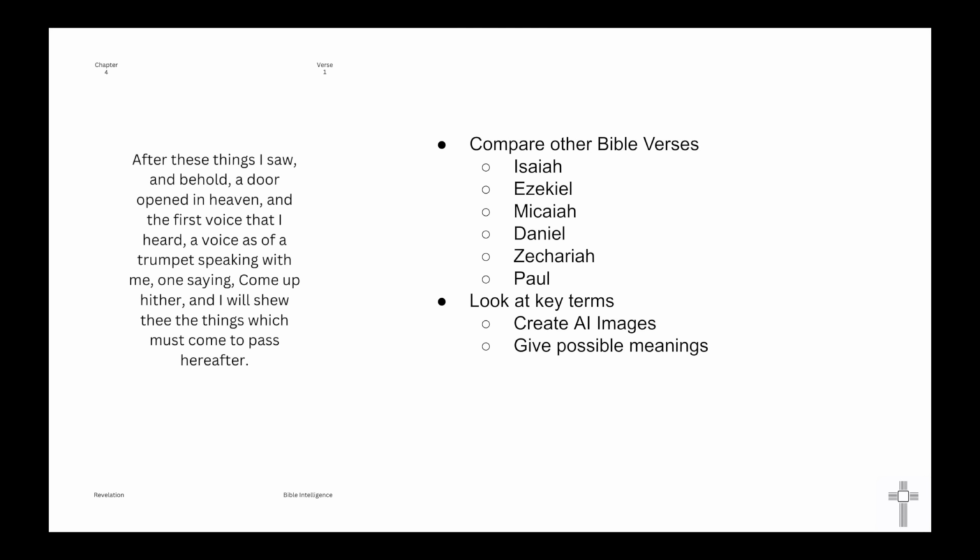So let's go. Chapter 4, verse 1 says, "After these things I saw, and behold, a door opened in heaven. And the first voice that I heard, a voice as of a trumpet speaking with me, one saying, 'Come up hither, and I will show thee the things which must come to pass hereafter.'"